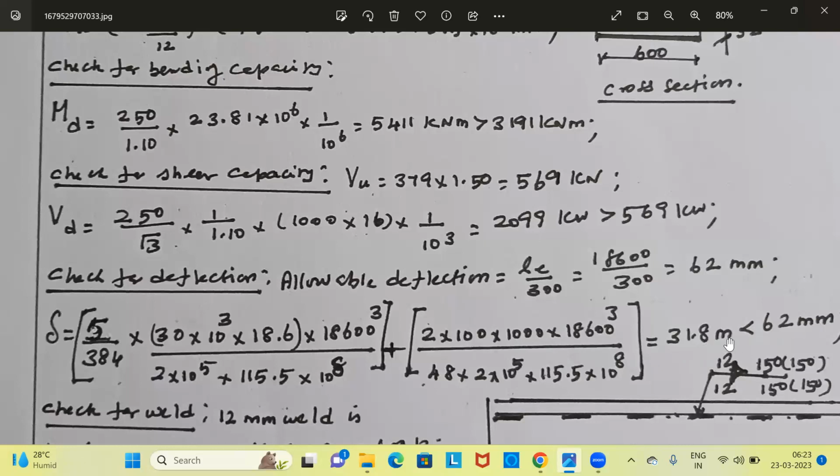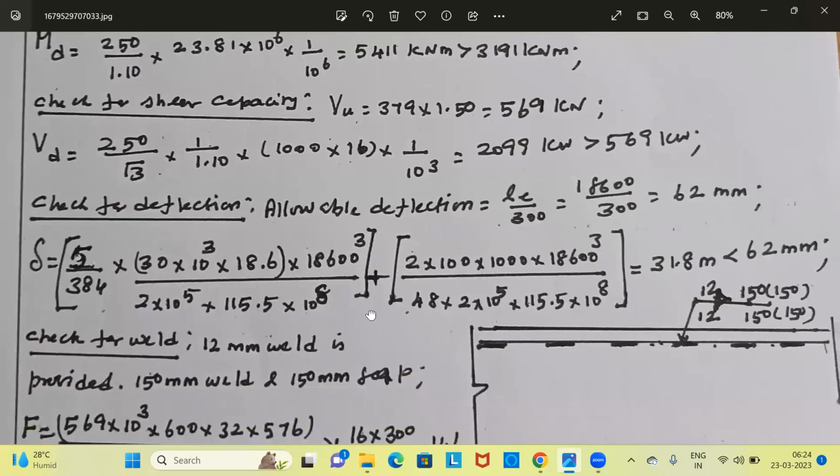It is not meter, it is 31.8 millimeter. I'm sorry, this is not meter, this is millimeter. 31.8 millimeter less than 62 millimeter.